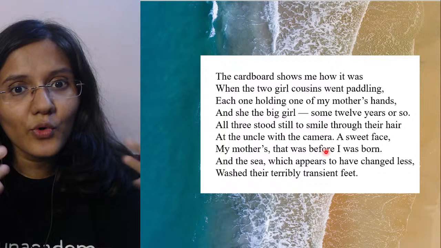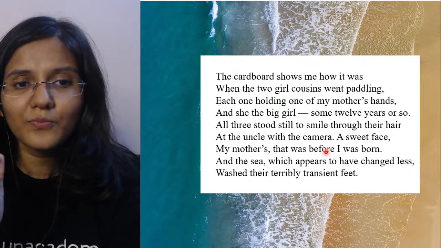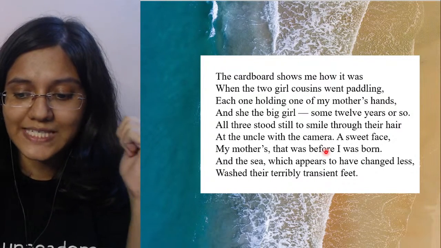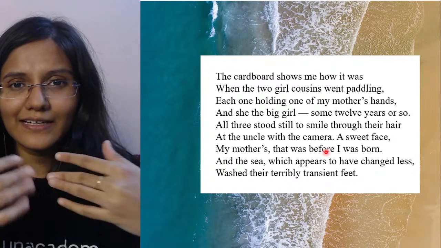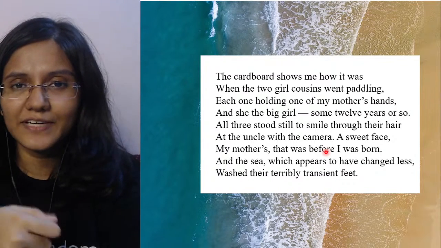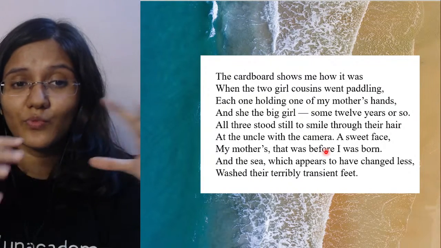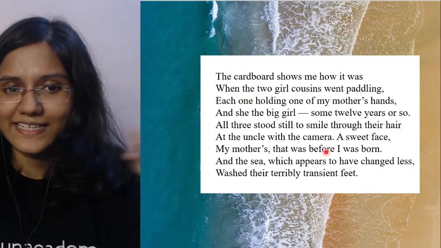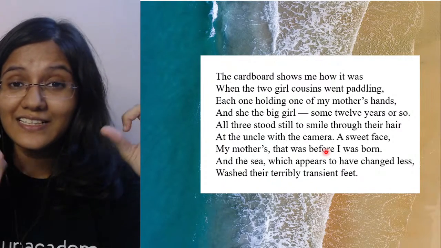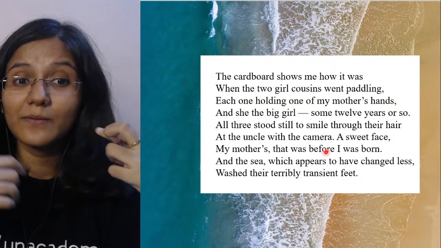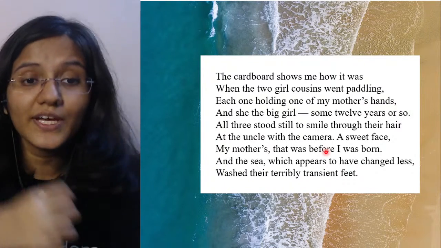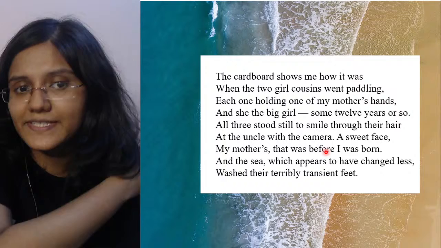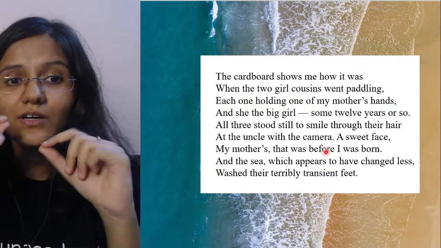The cardboard shows me how it was. Here the cardboard refers to a piece of cardboard on which a photograph is stuck. Back in older times, they didn't always have photo frames, right? So what they used to do to make sure that really thin photographs wouldn't fly off is stick them onto cardboard. So here the narrator is talking to us about a photograph stuck onto a piece of cardboard, and she's telling us that it shows her how it used to be. So something in the past is what it shows her, and it shows her what?